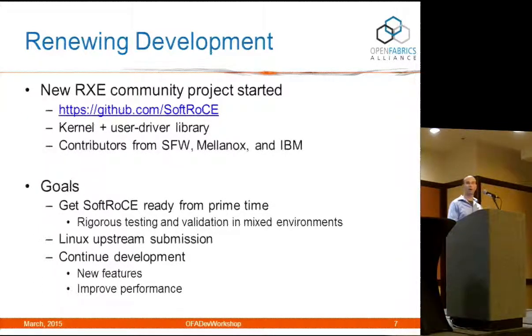So in order to basically take RXE to the next level, we have established a new community project in GitHub, and that's the URL. We're focusing on just the plain vanilla kernel and user space library. It's not an OFED package like was the original code. And this is a multi-company effort. Currently, we have contributors from SFW, Mellanox, and IBM. And of course, anybody else that wants to join.